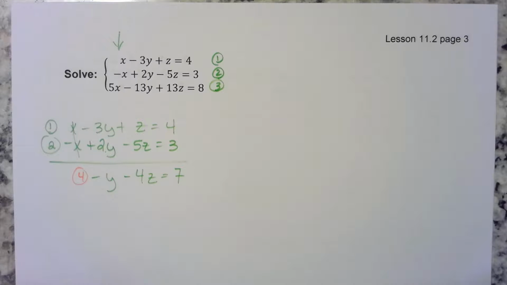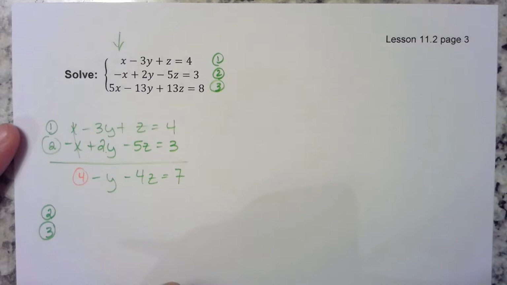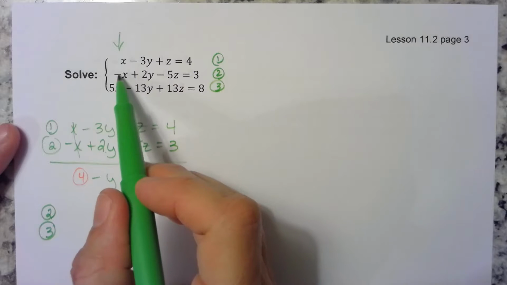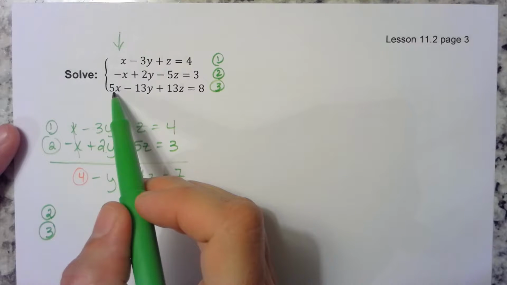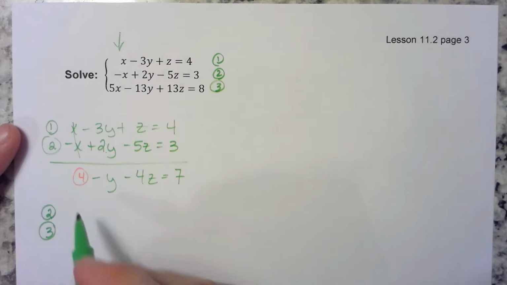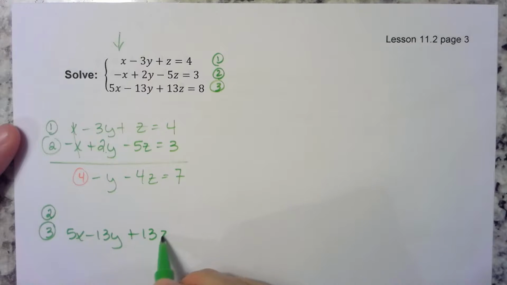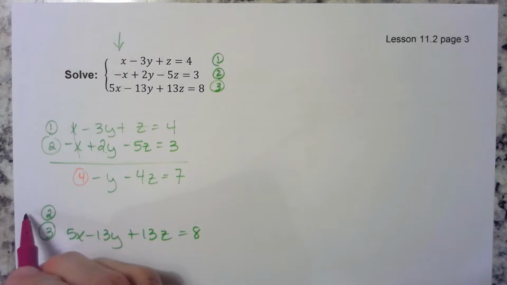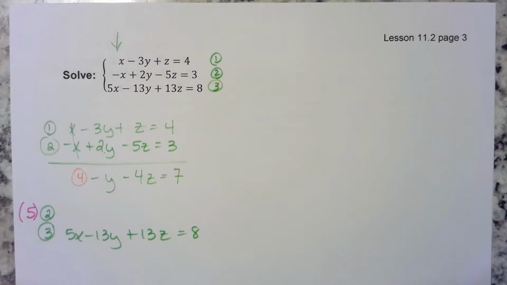Now I can choose equations 3 and 2. So this needs to be a -5 if I want the x's to eliminate. So equation 3 gets to stay the same. What I'm going to do is multiply equation 2 by a +5. So everything in equation 2 gets multiplied by 5.